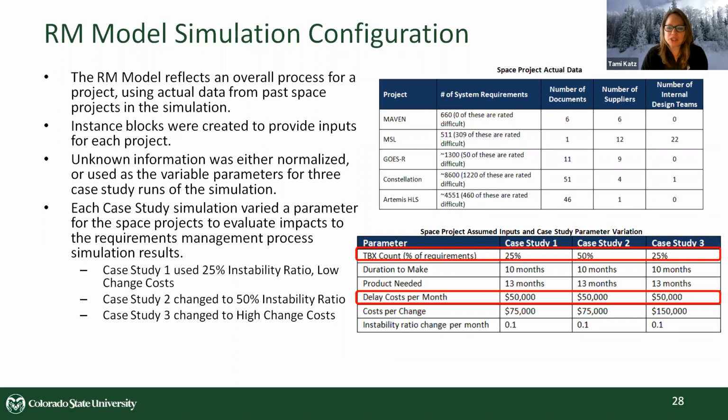And I was able to predict by turning a few knobs, such as my TBX count or my delay costs per month, or my cost per change. My cost per change is another knob I turned. And I was able to see how the results from my model compared to the actual results of the program in terms of how well they did.